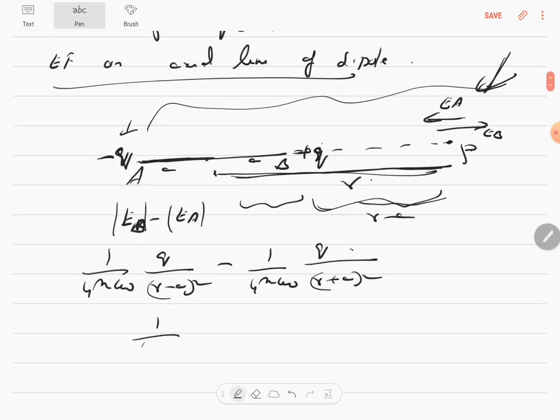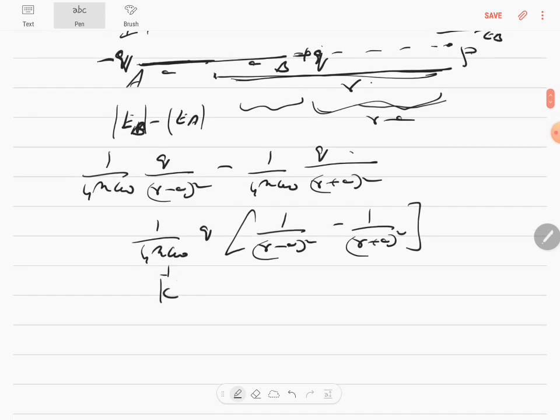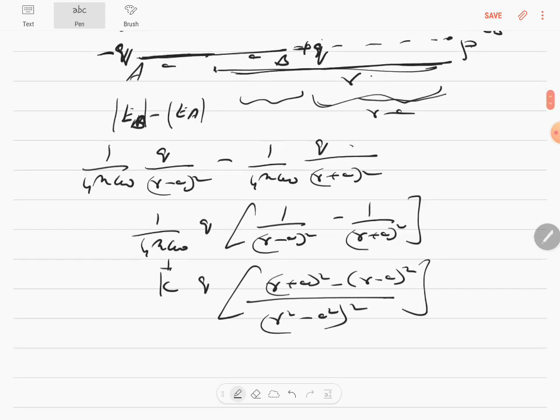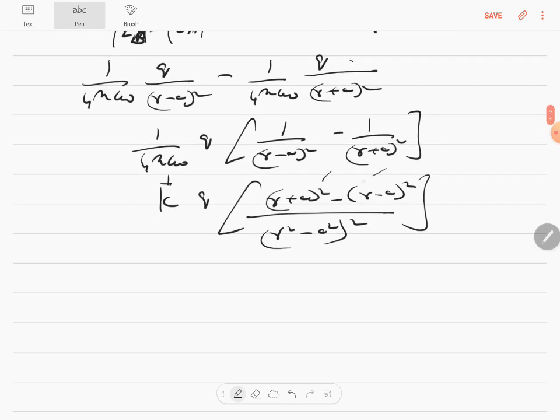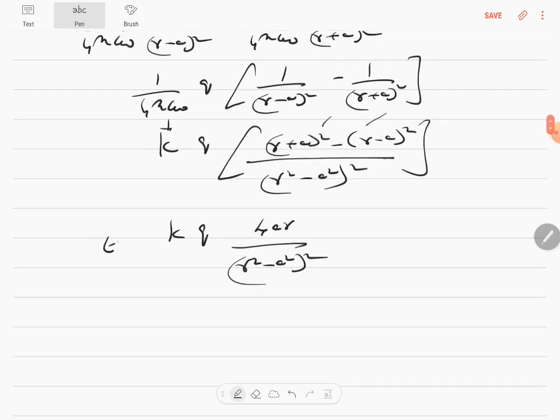Then what is common here is 1 by 4 pi epsilon naught, and q is common: 1 by r minus a the whole square minus 1 by r plus a the whole square. This can be written as k into q into, with LCM r square minus a square the whole square, r plus a the whole square minus r minus a the whole square. When you expand this, you get 2ar and 2ar, which makes 4ar by r square minus a square the whole square. This is your electric field along an axial line, the magnitude of it.